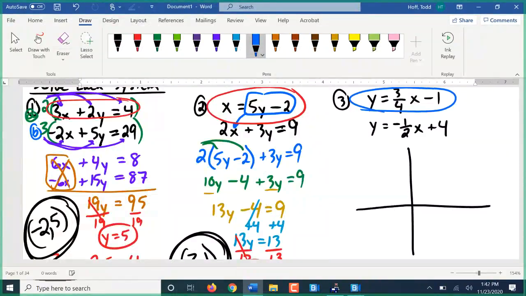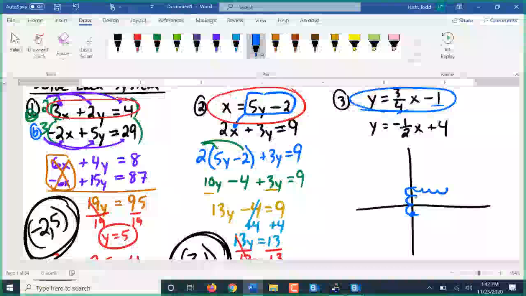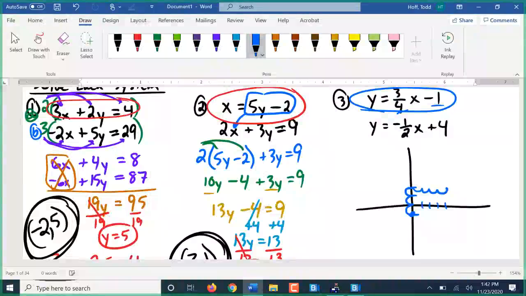So I'll graph the top equation in blue. We go down to -1 is where we're going to start. That's the minus 1. Slope of 3/4. So we're going to rise 1, 2, 3, and run 1, 2, 3, 4. There's our second point. Our line goes through those points.